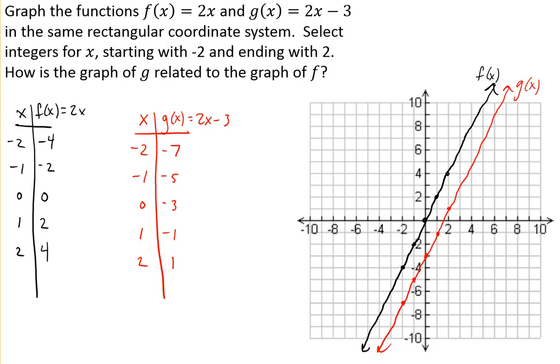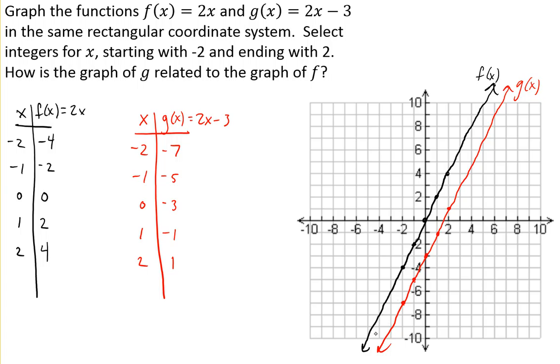And then we're being asked to comment how the graph of g is related to the graph of f. Well, certainly we can see that the graphs are parallel, but more specifically, to obtain the graph of g from the graph of f, we could have just simply moved all of the points down 3 spaces.